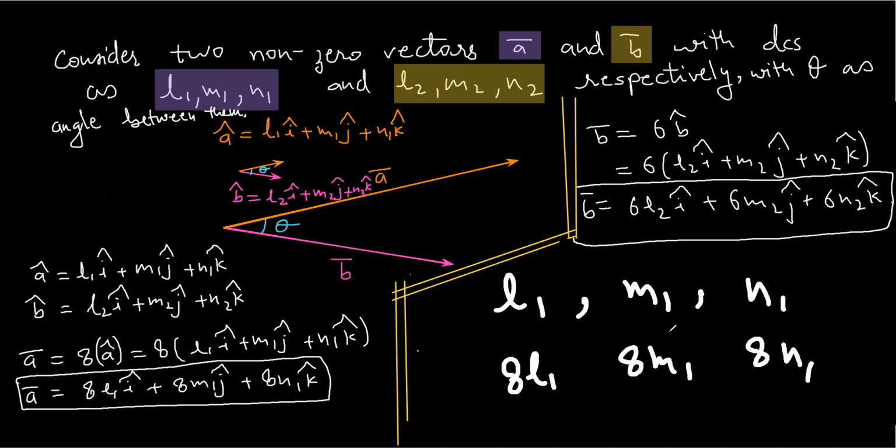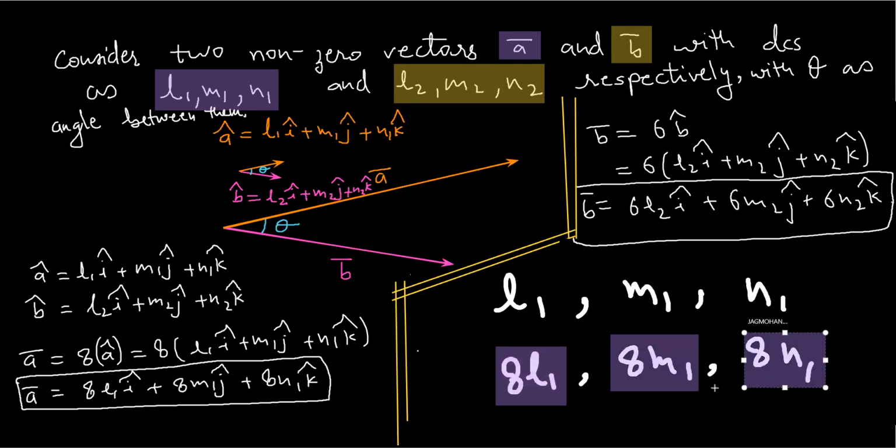So I have L1, M1, N1 are the DCS of A bar. Now 8 L1, 8 M1, and 8 N1, these three numbers are for sure not the DCS. Remember, these three numbers are not DCS. What are these three numbers? They are some numbers which are proportional to L1, M1, N1.